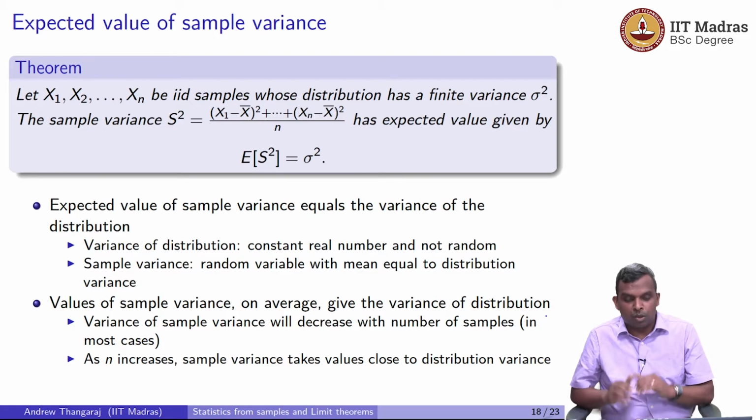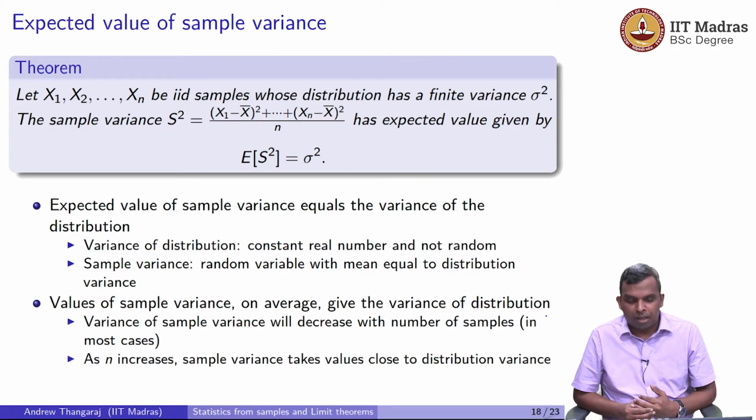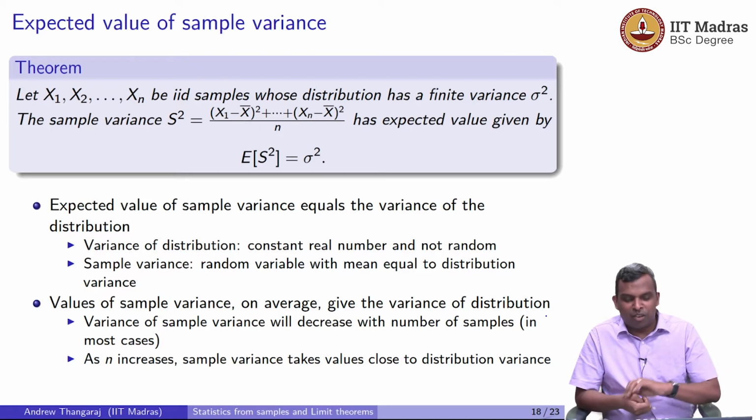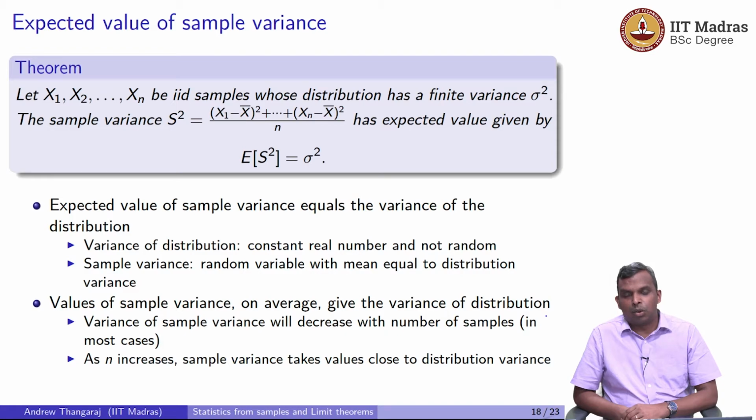Okay, so this is the same thing as before. The values of the sample variance are going to be close to the actual variance of the distribution. Okay, so as n increases, one can expect that the individual samplings will give you a variance which is close to the variance of the distribution.